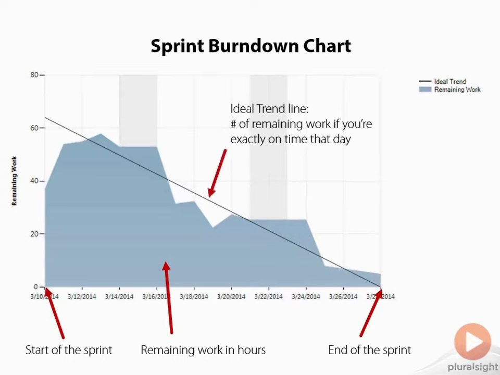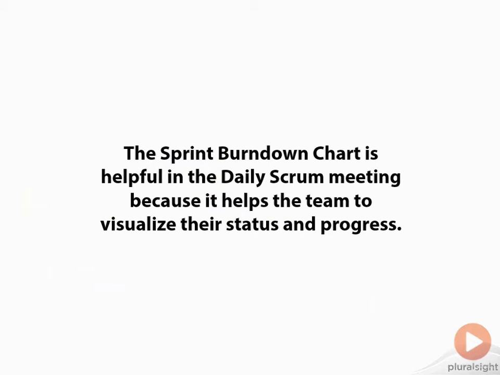So the ideal trend line shows you in an ideal world, and in a perfect world, how many hours would you have left on that day of the sprint? So you can see on the left-hand side, you've got a little bit more than 60 hours for ideal trend. And at the end of the sprint, you ideally end with 0 remaining hours of work in the sprint. Now, the sprint burndown chart is really helpful in the Daily Scrum meeting because it helps the teams to visualize their status and their progress towards delivering that work.